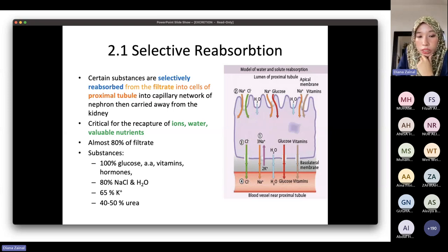Okay, so what are the things going to be reabsorbed? The glucose, 100%, tak ada yang tinggal. Amino acid, hormone. 80% would be the ions and water, some of the potassium ion and also urea. Okay, so this is what happened lah, apa yang akan diserap semula dalam darah. Especially the ions, water, glucose, hormones, don't forget about hormones. Itu semua diperlukan oleh badan awak. So kita tak naklah membazir sebagai air kencing saja.